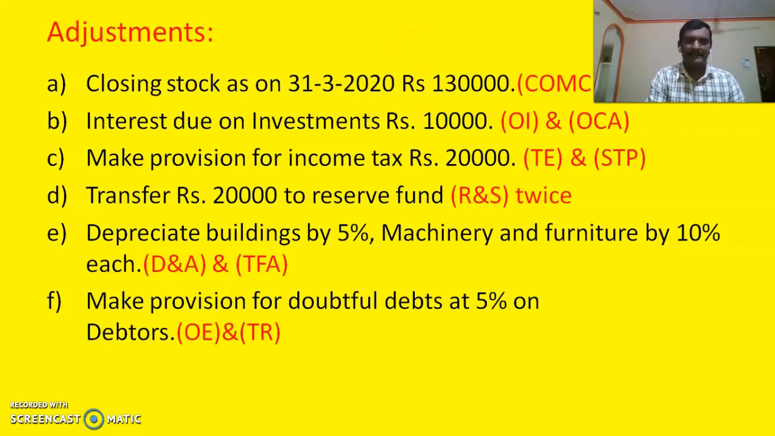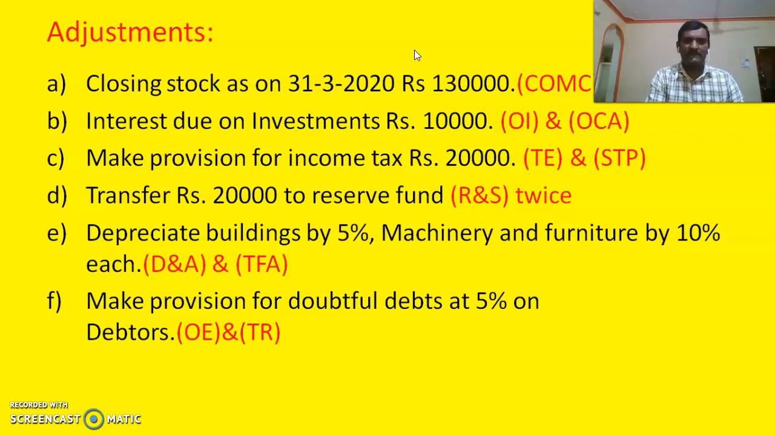Then regarding interest due on investments, rupees 10,000 is outstanding interest receivable. It is to be taken under other income, and in the statement of assets and liabilities, we have to take it in other current assets. Then make provision for income tax, rupees 20,000, taken under tax expenses as well as in short-term provisions.